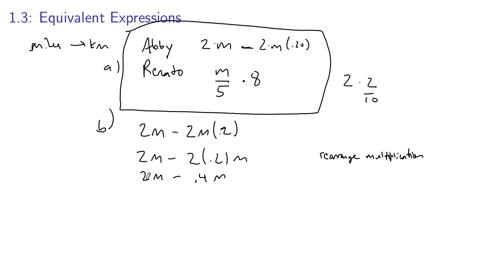Now we have 2m minus 0.4m, and if we remember, we can add coefficients of variables from algebra and not change the truth value. So we can add 2 and negative 0.4, or we can subtract, if you like to think of it that way, to get 1.6m. Now maybe we might want to think backwards. Renato has m over 5 times 8, so we need to get to a fraction. So if we make this a fraction, 1.6 is 16/10 by definition of decimals.